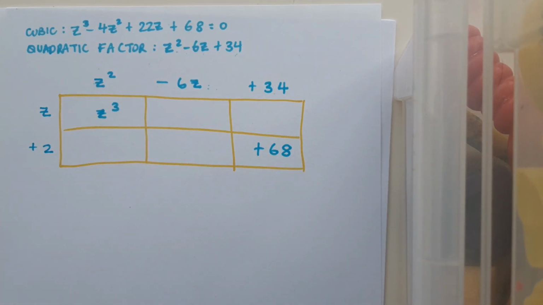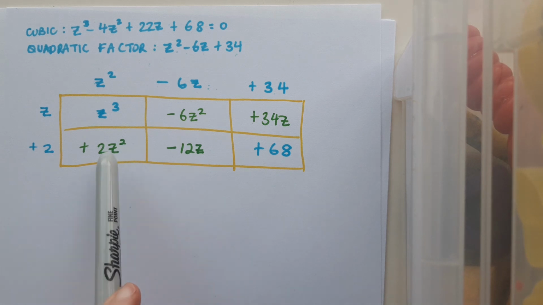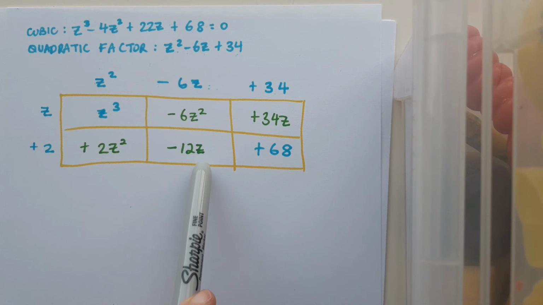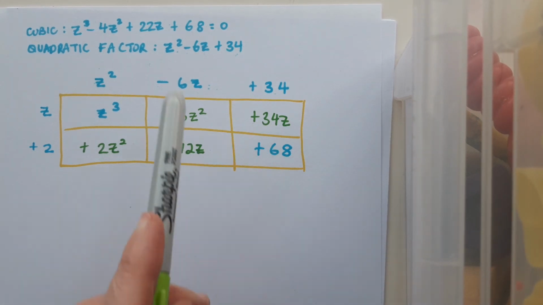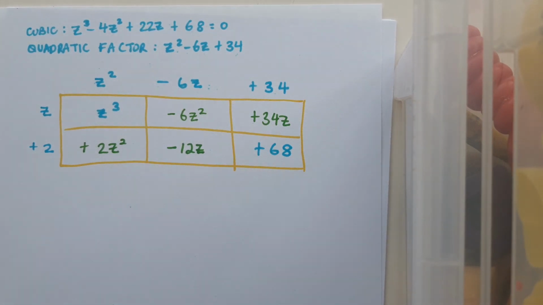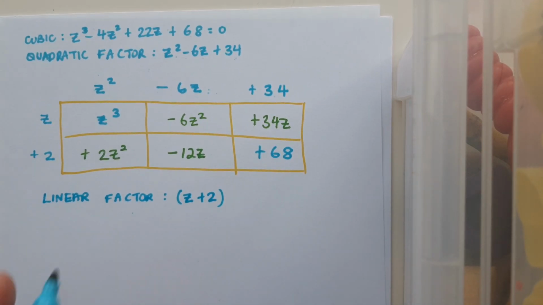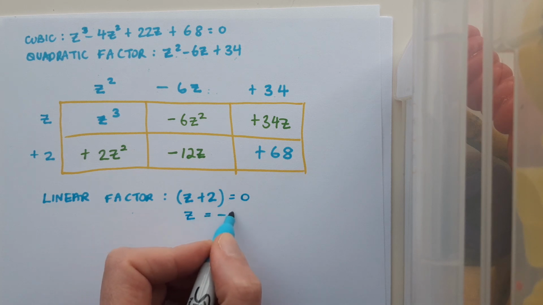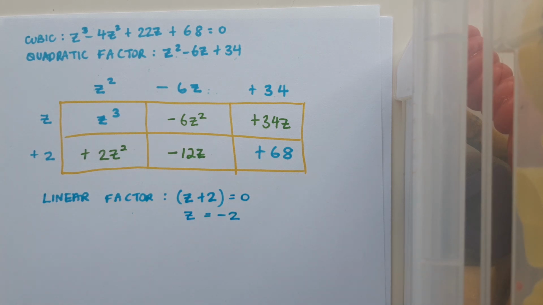I'm just going to complete the rest of my array just to be sure that nothing's gone funny. And I can see that once that's completed, I'm happy that it works, because 2z squared minus 6z squared is in fact minus 4z squared, and 34z minus 12z is 22z, so that worked out fine for me. So now I know my linear factor is z plus 2. And all I have to do to find that last root then, is let that linear factor equal 0 and move the 2 across the equals.